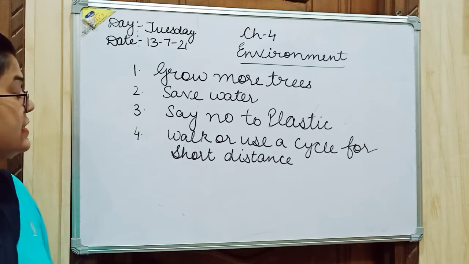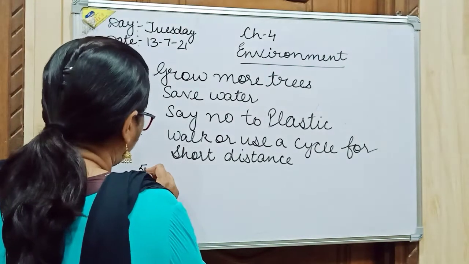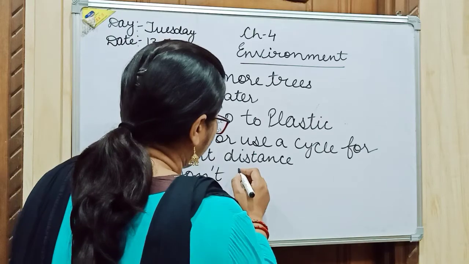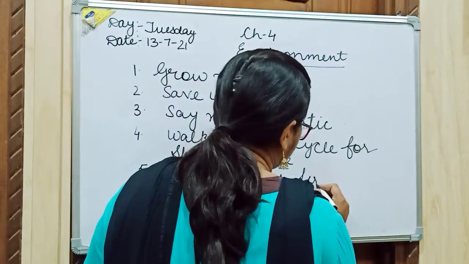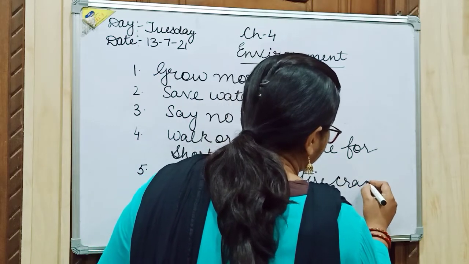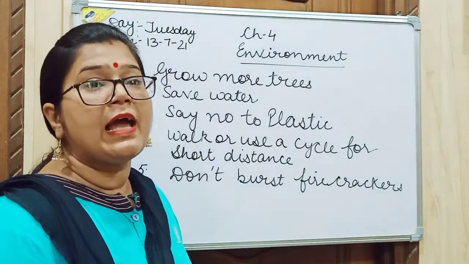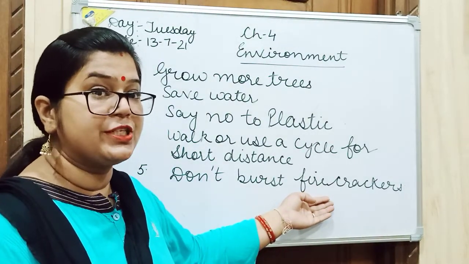Next is, we should not burst firecrackers, because firecrackers produce two types of pollution, air pollution and noise pollution.